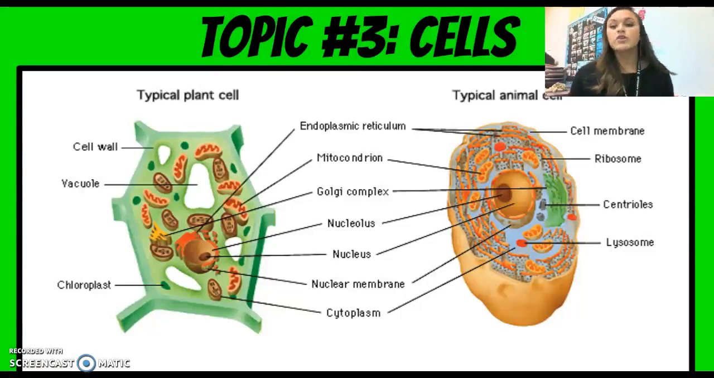All right, after looking at the difference between prokaryotic and eukaryotic cells, we looked at the difference between plant and animal cells. Both of these are eukaryotic cells because they both have a nucleus. The main differences between a plant and an animal cell is that a plant cell has a cell wall, a large vacuole, and chloroplasts. The animal cell has centrioles and has no cell wall.